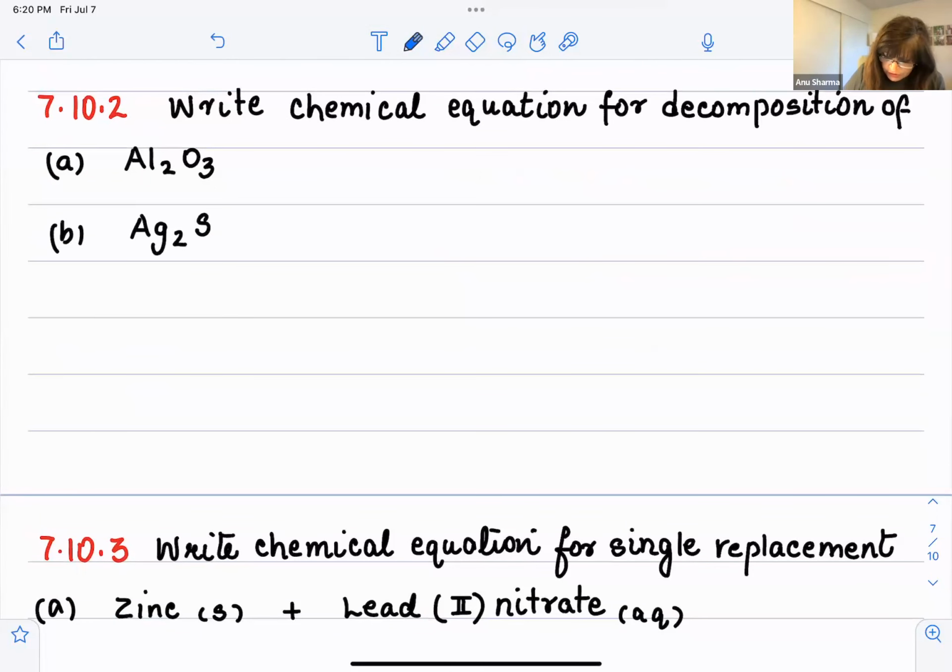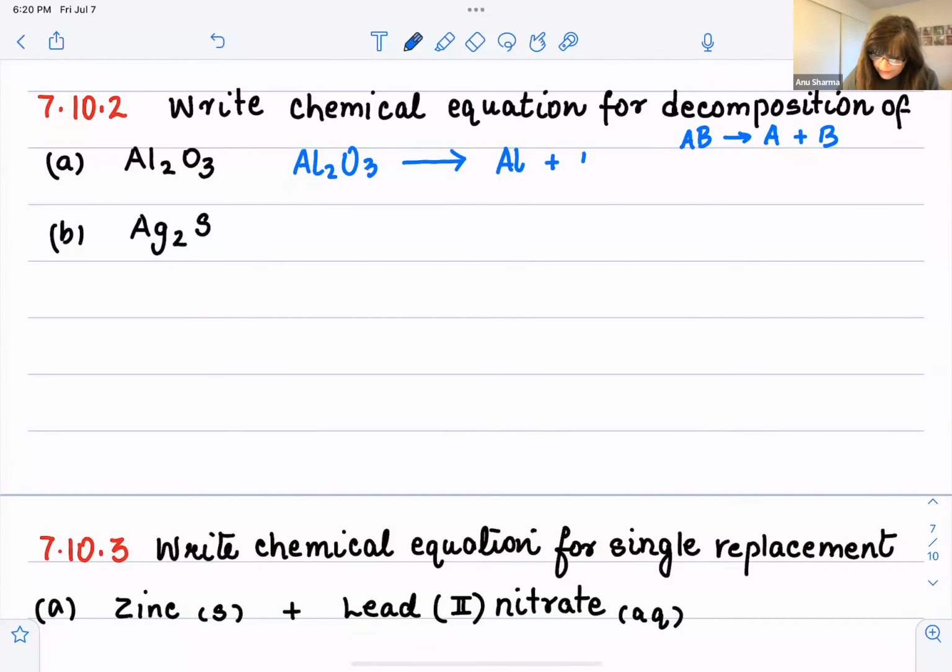Okay, next is write a chemical equation for the decomposition. Now this is a decomposition reaction in which Al2O3 is heated. Decomposition is basically AB breaking up into its 2 parts, A and B. And again, those should be stable molecules. So Al2O3 is going to break up into aluminum.